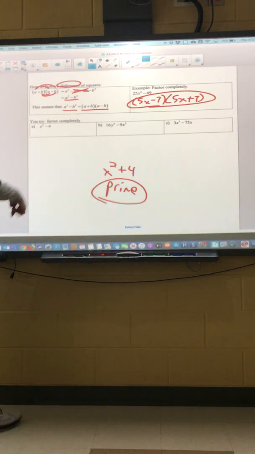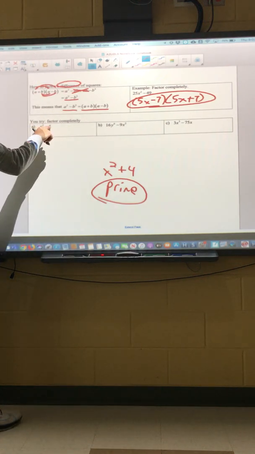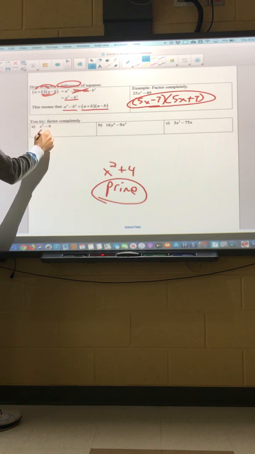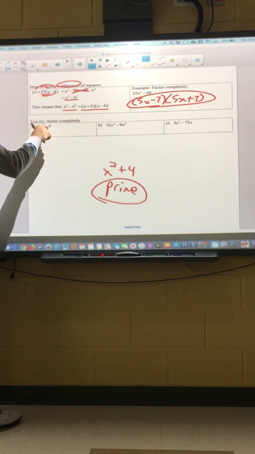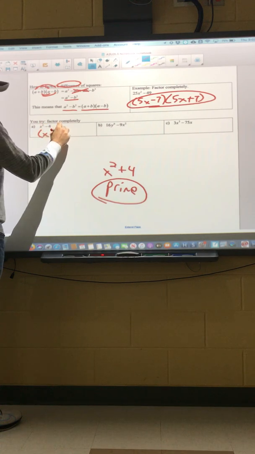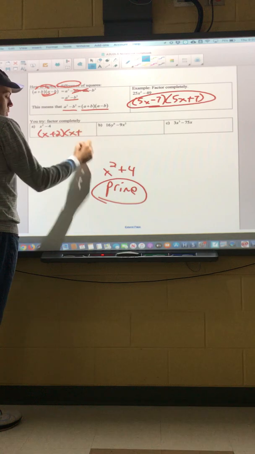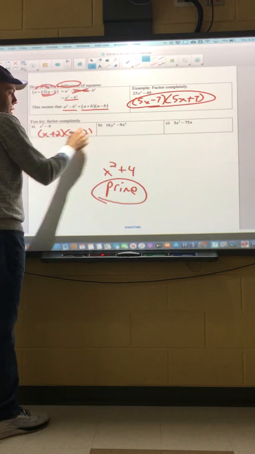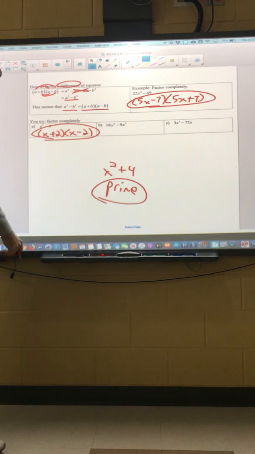All right, so let's show this a couple more times. So here you see x squared minus 4. Again, x squared is a perfect square because the square root of x squared is x. The square root of 4 is 2. So I'm going to write x plus 2. Well, then I need to write the other one, which is going to give me x minus 2. Okay? So those would be our two terms.